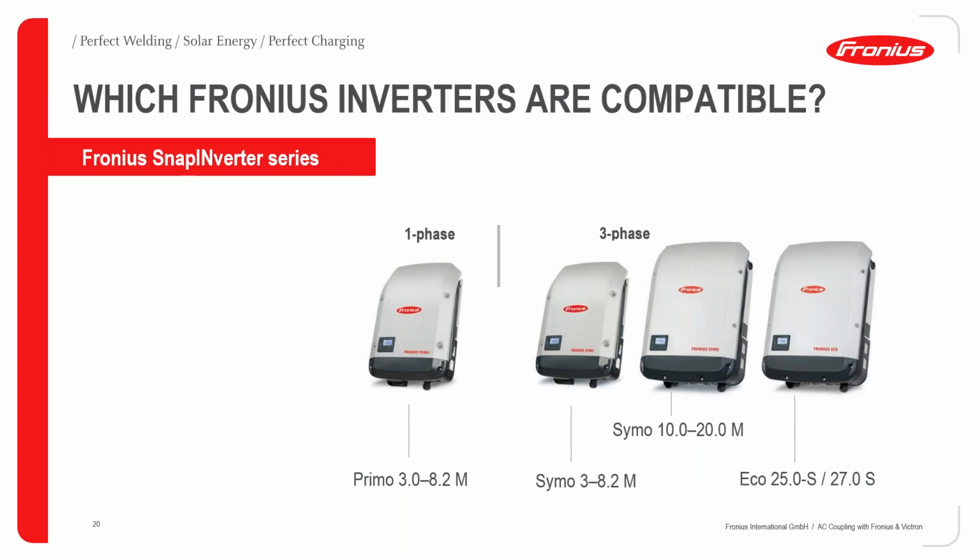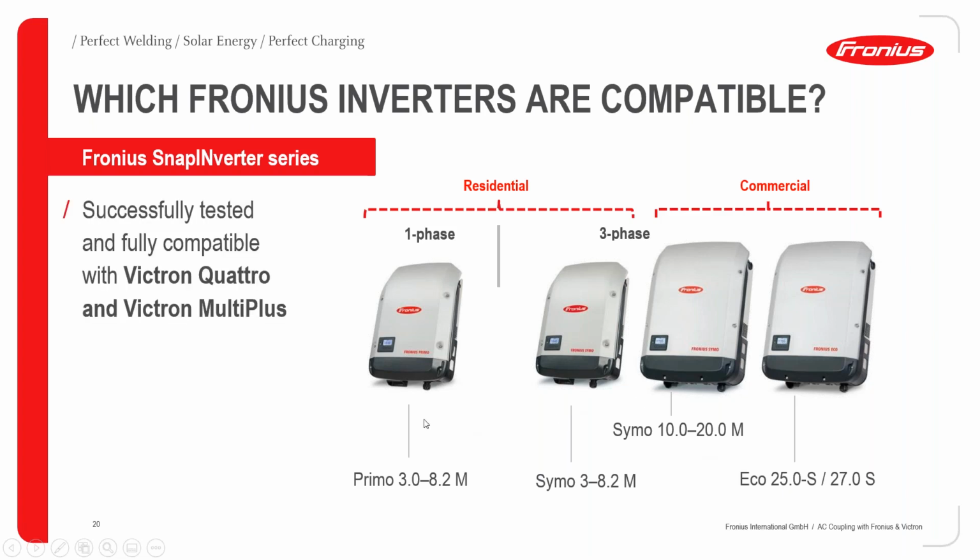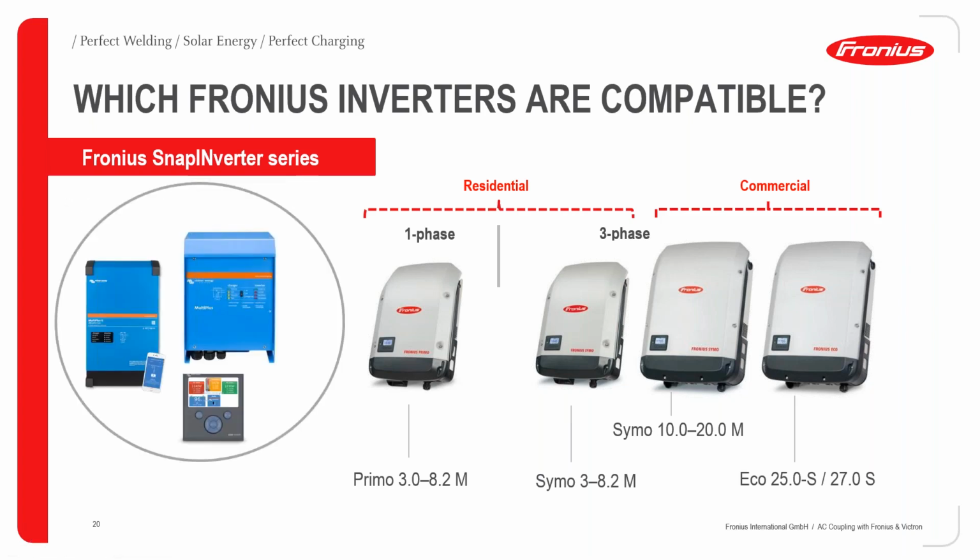So this is achievable with our Fronius inverters, ranging from the residential to the commercial. For the residential, we have the single and three-phase, ranging from the Primo 3.0 to 8.2, and the Symo 3.0 to 8.2. And for the commercial, we have the Symo 10 to 20 kilowatts, and the Eco 25 and 27 kilowatts. All these have been successfully tested and are fully compatible with the Victron Quattro and Victron MultiPlus to ensure that we have the best of both worlds.